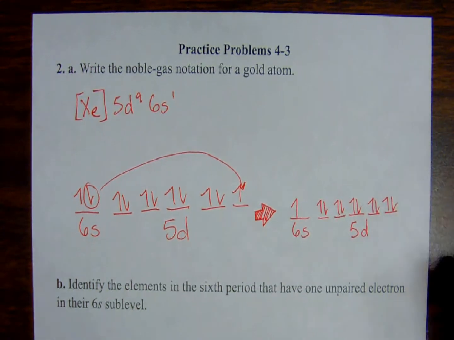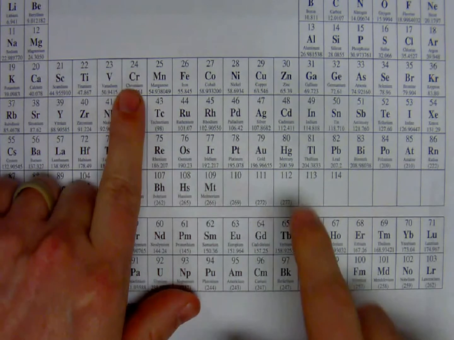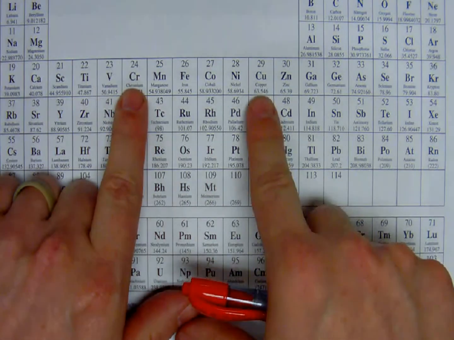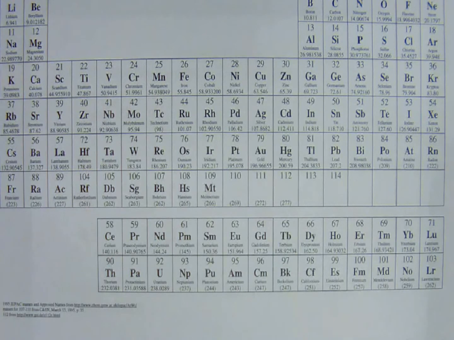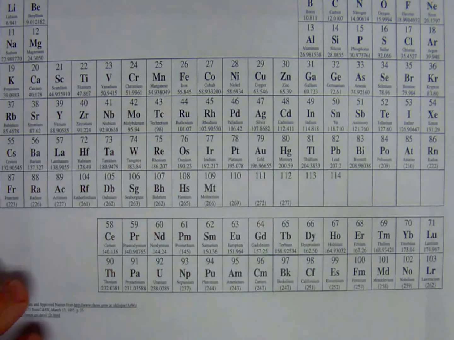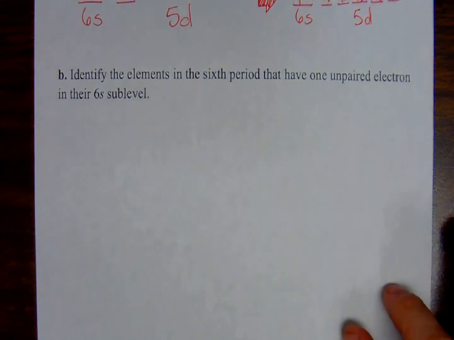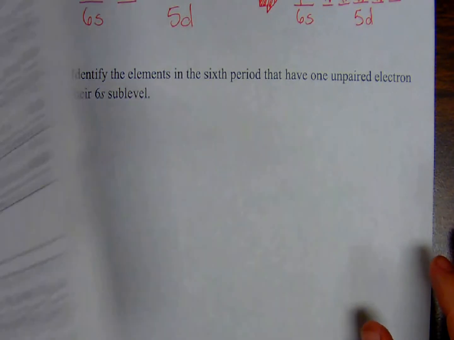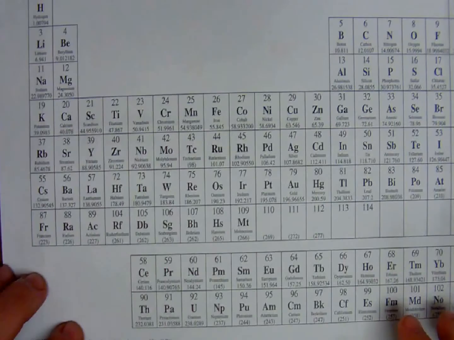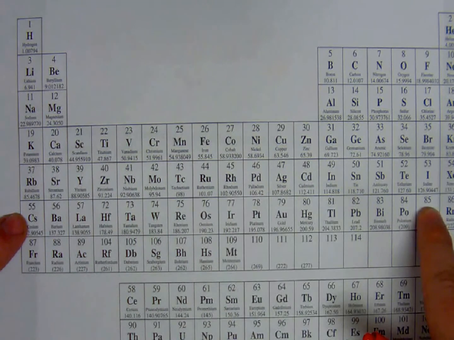Okay, B. Identify the elements in the 6th period that have one unpaired electron in their 6s sublevel. So, 6th period. 1, 2, 3, 4, 5, 6. So we're talking about this period. Which elements have one unpaired electron? So let's see. Obviously, when we fill the 6s1, cesium's going to be on there, right? Because the only electron being in this period would go into 6s1, so cesium. Okay, so there's one. What else in here?